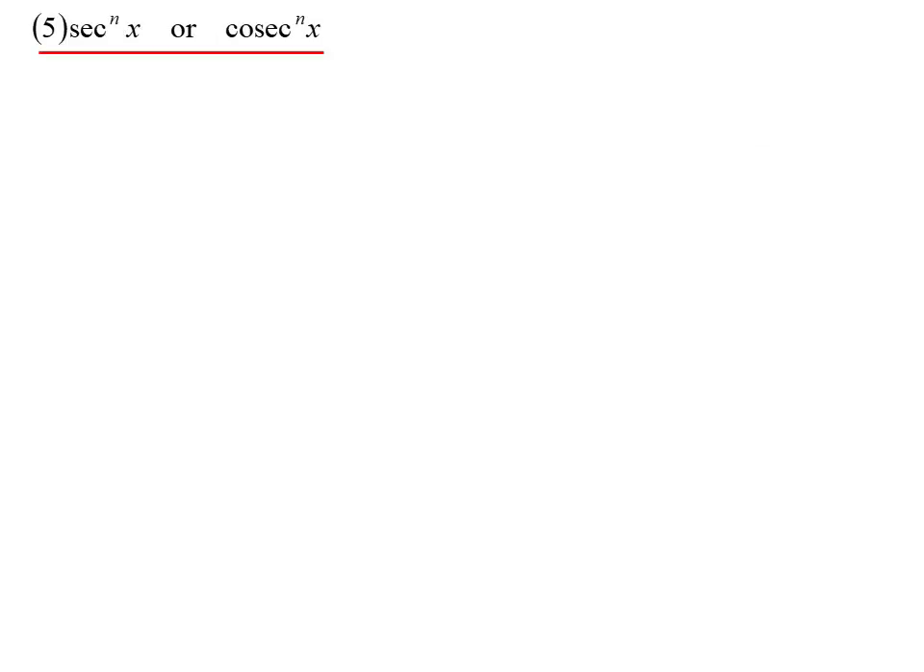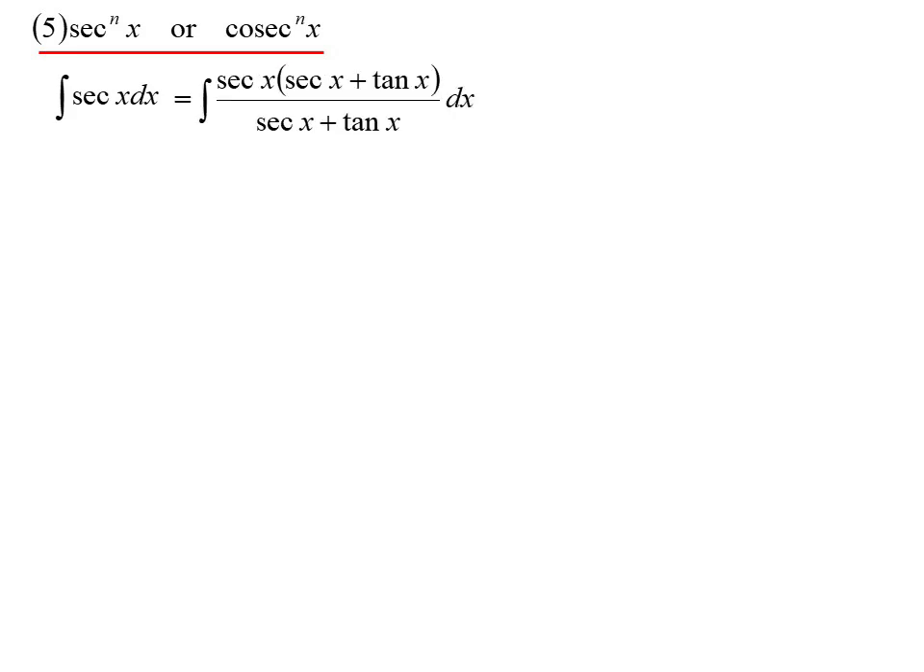Let's have a look at sec, or cosec for that matter. So sec to the power of n. Integral of sec. Well, how do we get log of sec plus tan? And this is how we get it. We just multiply top and bottom by sec x plus tan x. Obvious, really, isn't it?